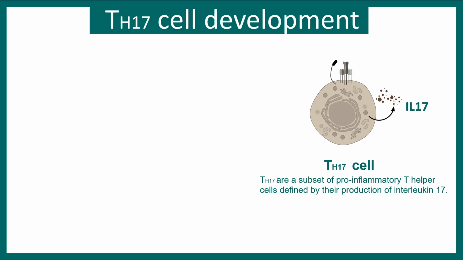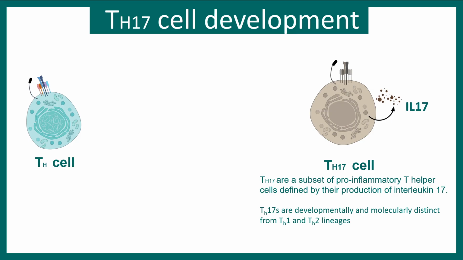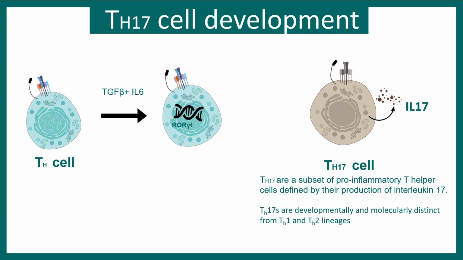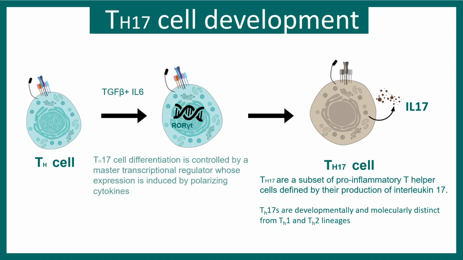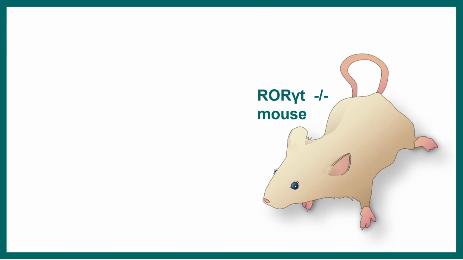Now Th17 cells are characterized by their ability to secrete IL-17. Th17 cells are developmentally different from Th1 and Th2 sublineages. So Th cells get a polarizing cytokine, upregulate ROR gamma, and thereby become the Th17 subpopulation. Th17 differentiation is controlled by a master transcription factor, which is ROR gamma, that we understood, and this is triggered by the activation of TGF-beta and interleukin 6.